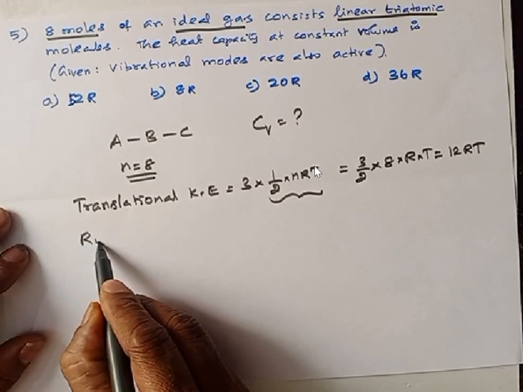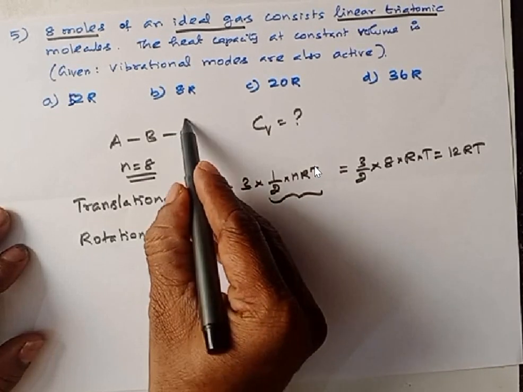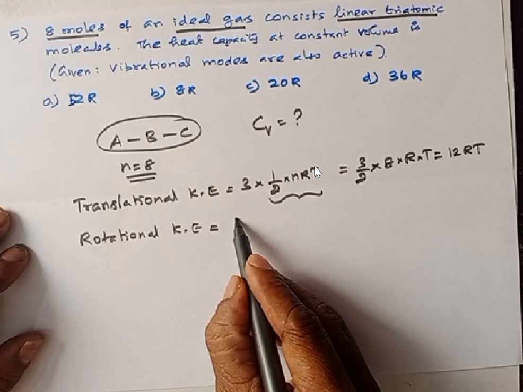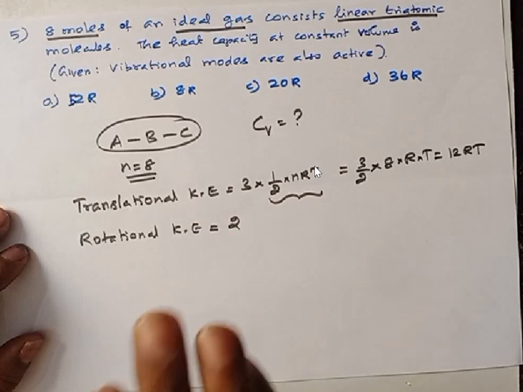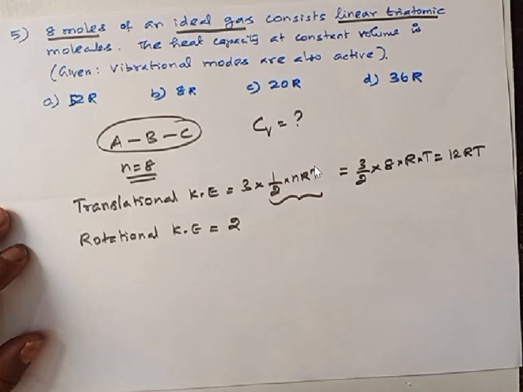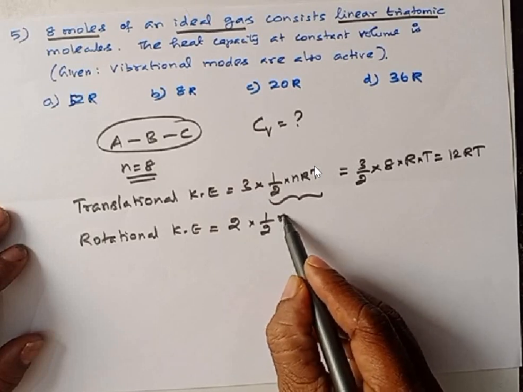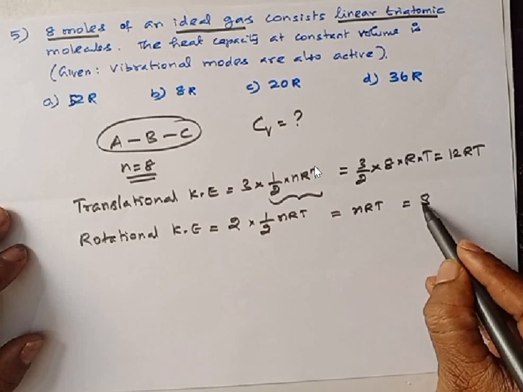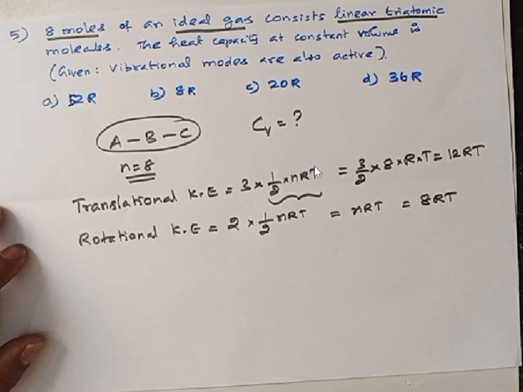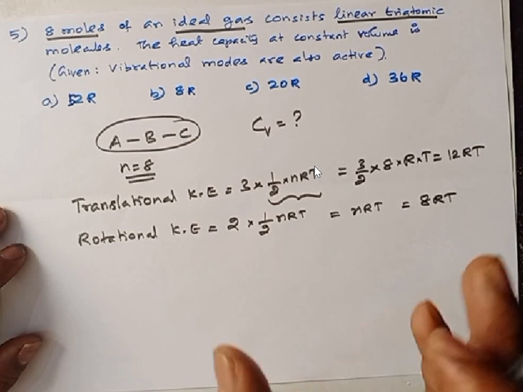Now, what is the rotational kinetic energy? Here the molecule is linear. Keep this in mind: for any linear molecule, the number of rotational modes is 2. For a non-linear molecule, it is 3. So the number of rotational modes is 2, and for each rotational mode the energy is half nRT. So we get the answer as nRT. N value is 8, so 8 into RT. This is the rotational kinetic energy for the gas.